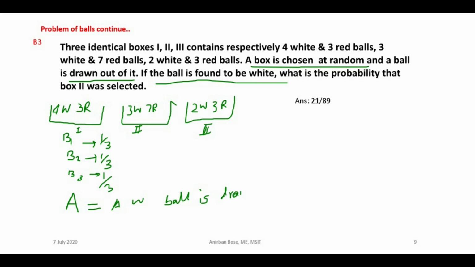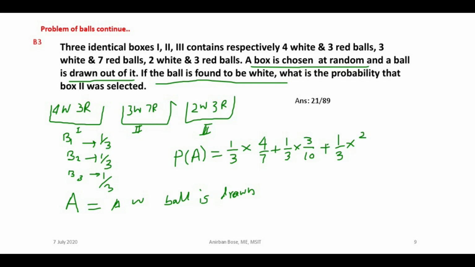It will be simply what? If the urn 1 is selected, that means 1/3. Then what is the probability that it will be white? That is 4/7, plus if the urn 2 is selected, probability is 1/3 into 3/10, plus if the urn 3 is selected, the probability is 1/3 and the white, so 2/5. Okay, so in this way we can find out the total probability.